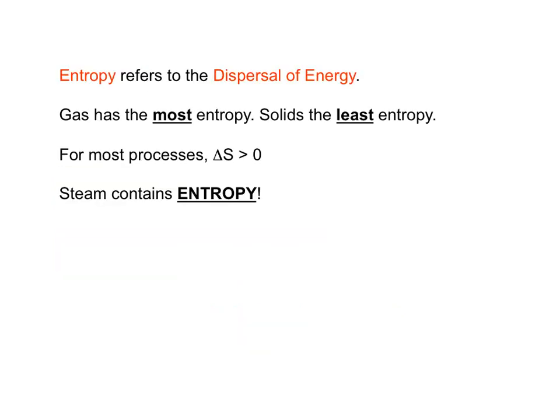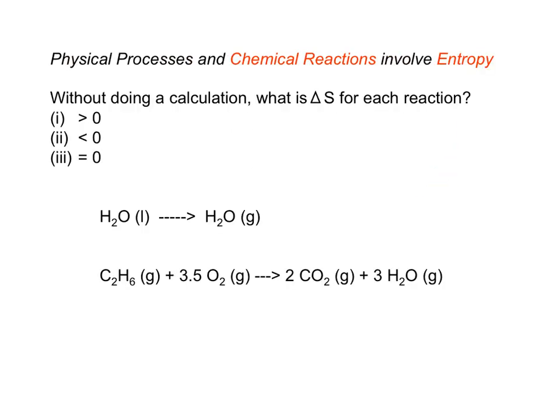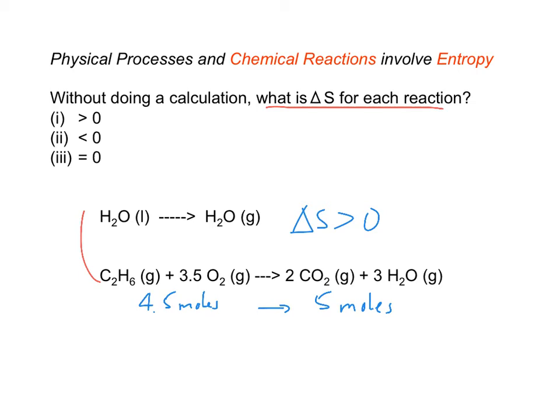So here are the answers to 2 questions from earlier in the video. So let's apply what we know about entropy to chemical reactions. So stop the video and answer this question for these 2 reactions. So the answers are delta S is going to be greater than 0 when a liquid evaporates. For the second reaction, note, there are more moles of products than reactants, so we would predict that delta S for that reaction should also be greater than 0.